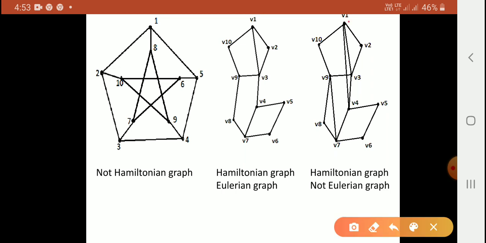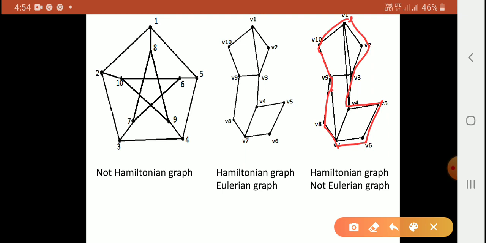Look at this: V1 to V2, V3, V4, V5, V6, V7, V8, V9, V10, and closed. So here we get a closed cycle which covers all the vertices of the graph. Therefore, this graph is a Hamiltonian graph, but it is not an Eulerian graph since it doesn't contain all the edges of the graph. Therefore, this graph is not an Eulerian graph.